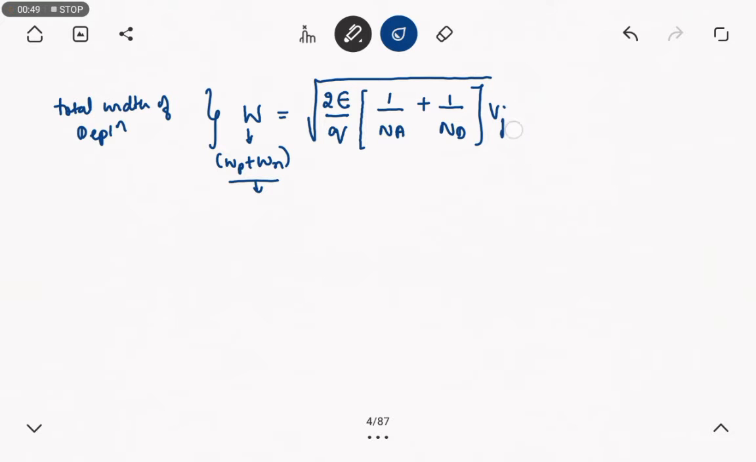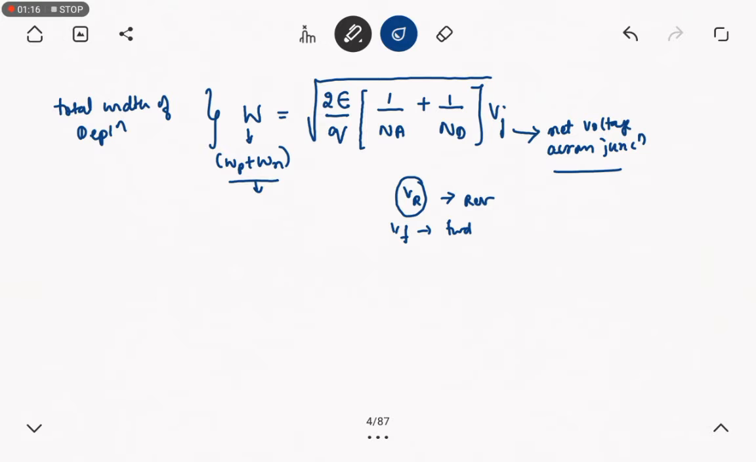What does this Vj represent? Net voltage across the junction. We have to consider the net voltage across the junction also. So for reverse biasing the junction, we have to consider this symbol, that is VR. VR represents reverse bias junction. VF represents forward bias junction. This is reverse bias junction, this is forward bias junction.